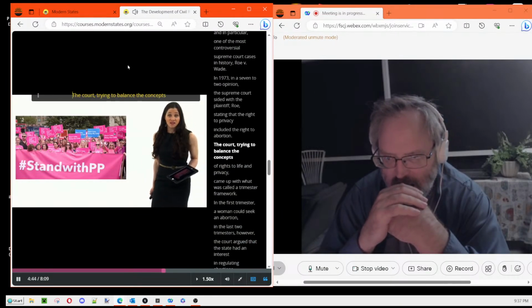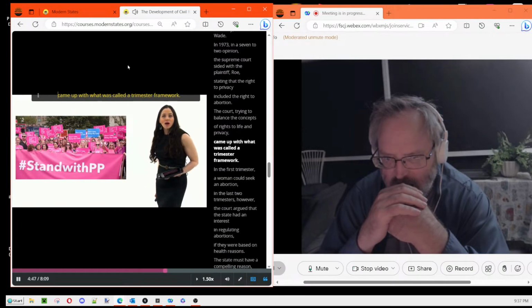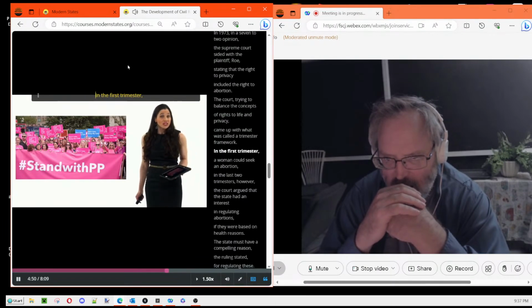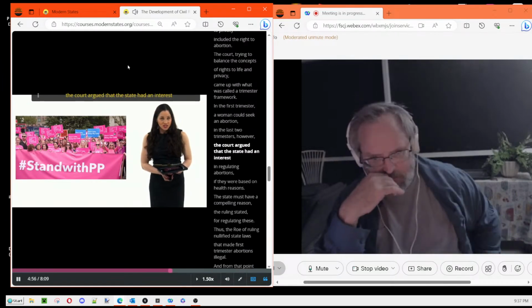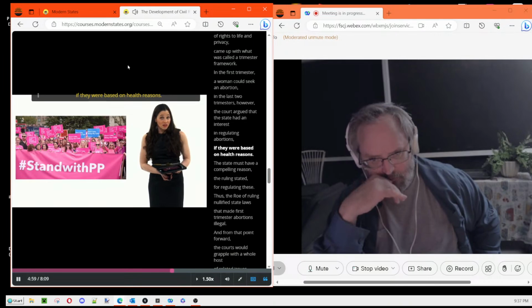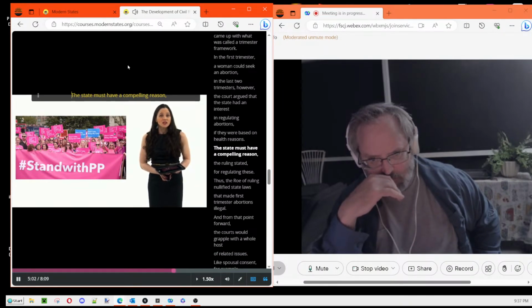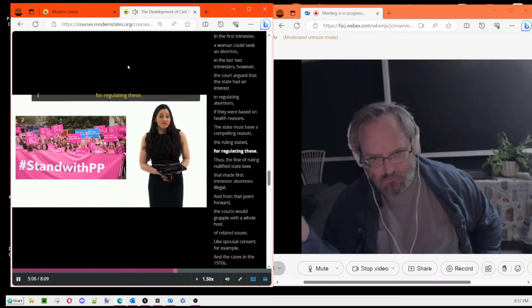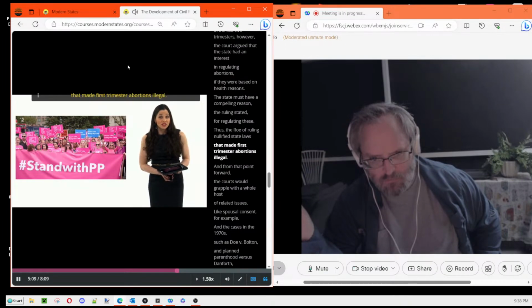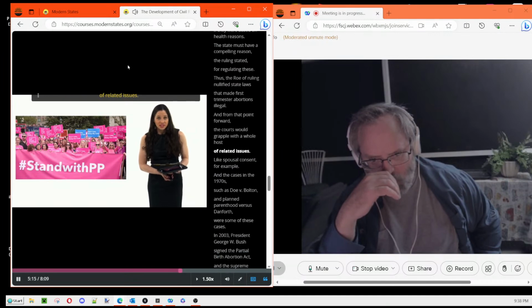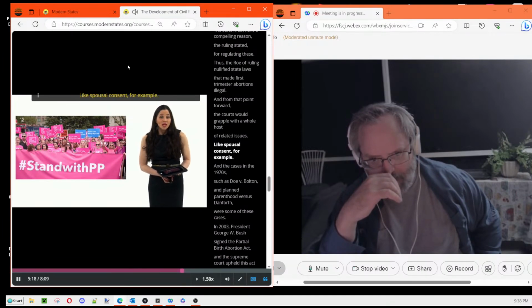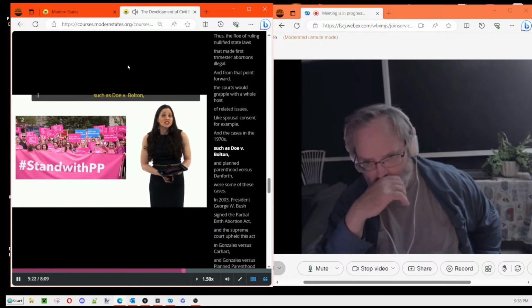The court, trying to balance the concepts of rights to life and privacy, came up with what was called a trimester framework. In the first trimester, a woman could seek an abortion. In the last 2 trimesters, however, the court argued that the state had an interest in regulating abortions, if they were based on health reasons. The state must have a compelling reason, the ruling stated, for regulating these. Thus, the Roe ruling nullified state laws that made first trimester abortions illegal. And from that point forward, the courts would grapple with a whole host of related issues, like spousal consent, for example. And the cases in the 1970s, such as Doe v.